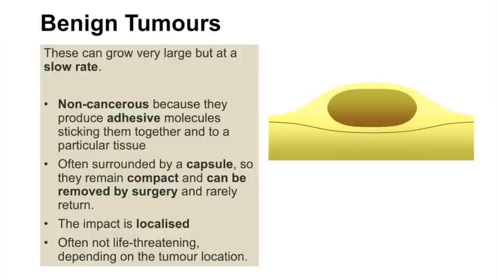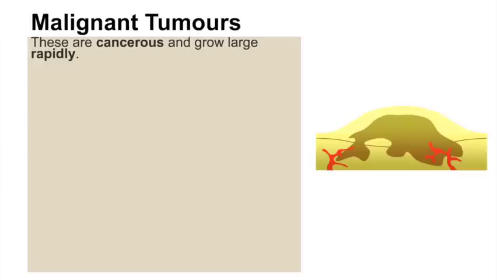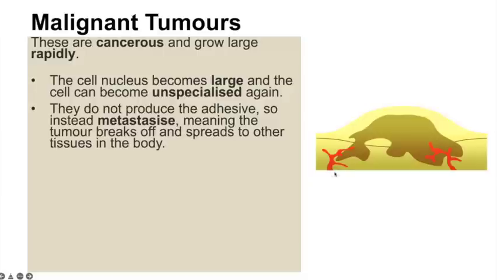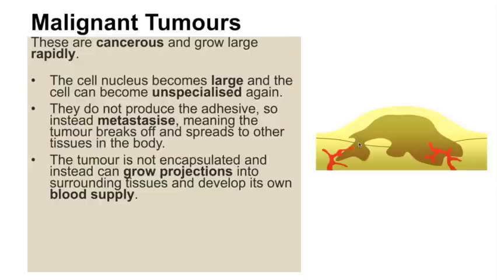the other brain tissue. Now, in contrast, malignant tumours, these are the ones that are classed as cancerous, and they do grow much quicker. The cell nucleus becomes very large and it returns back to its unspecialised state again. They don't produce that adhesive sticky layer or the capsule, and therefore they can metastasise. And what that means is cells of the tumour can break off, spread through the blood, and therefore lodge in other tissues in the body, and then you get secondary tumours in other organs.